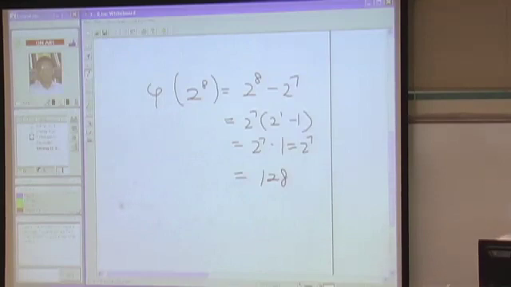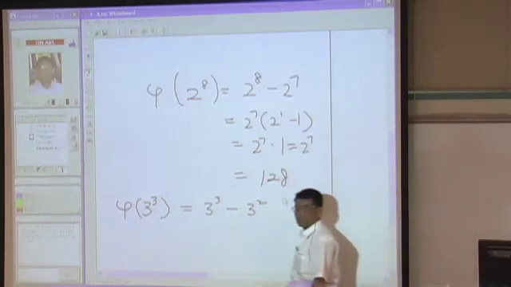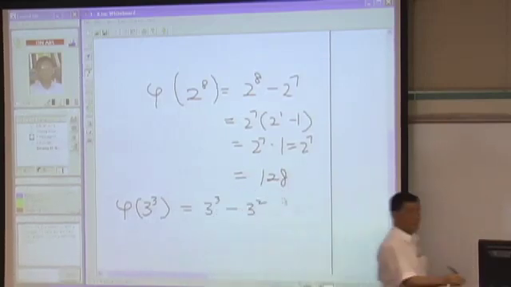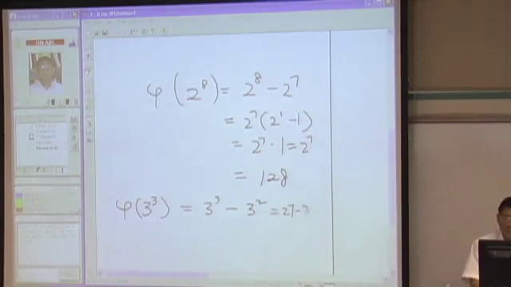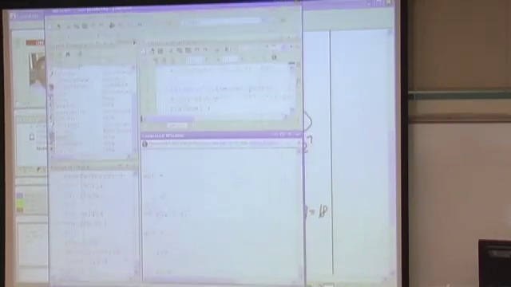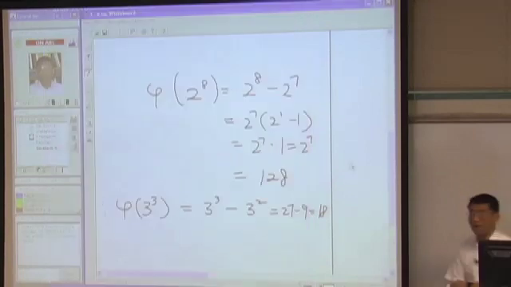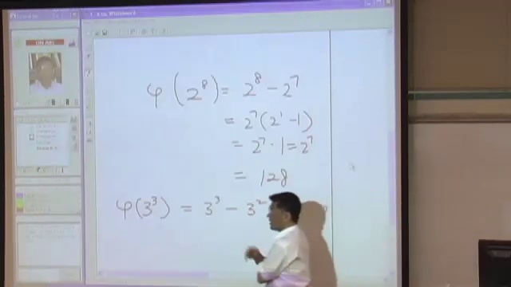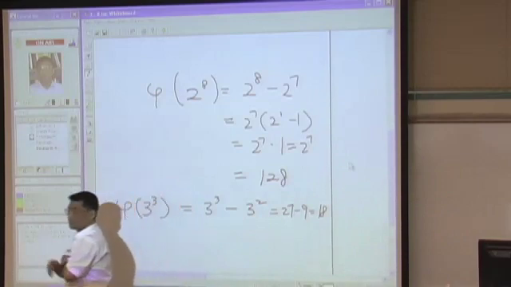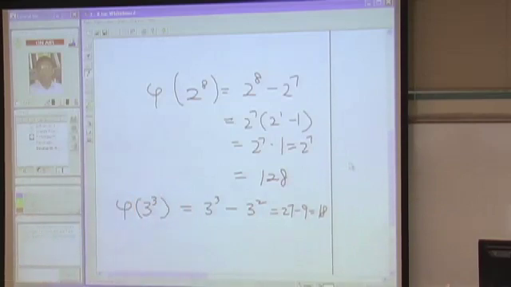For instance, phi of 3 to the power of 3. Then 3 to the power of 3, and then disqualified numbers, 3 to the power of 2. 9 numbers are disqualified. So total 27 minus 9, and it's 18 numbers. 18 numbers are qualified. Phi of 3 cubed is 18. My program doesn't really count. My program uses a higher level theorem that we will cover very soon to calculate this.